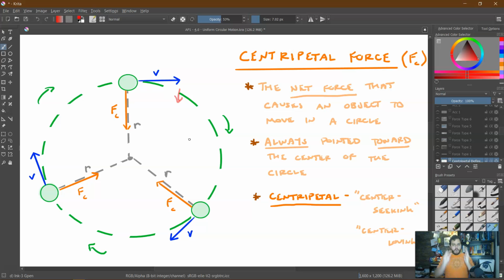And it is always, I cannot star this or circle this enough, always pointed toward the center of the circle. So it may not even be the entire net force, but it's always going to be the net force that is specifically pointing towards the center. And centripetal, because that's a new word for many of you probably, means center-seeking or center-loving. So we want to make sure we get these words straight. Centrifugal, center-fleeing. Centripetal, the one we want, center-seeking, center-loving, always points towards the center of the circle.